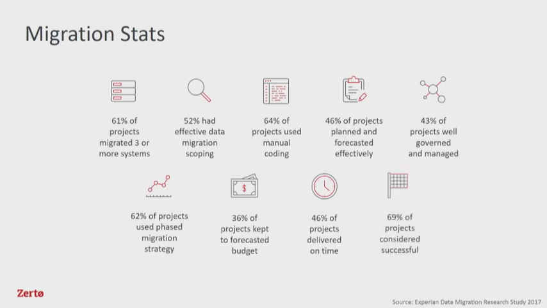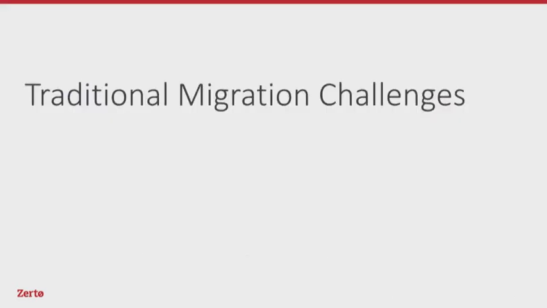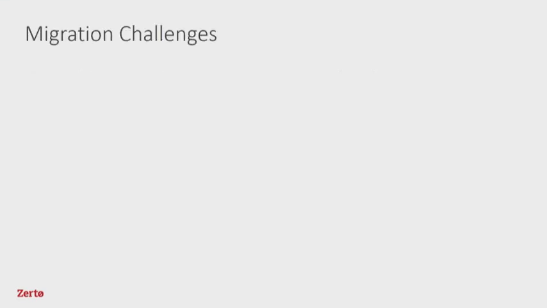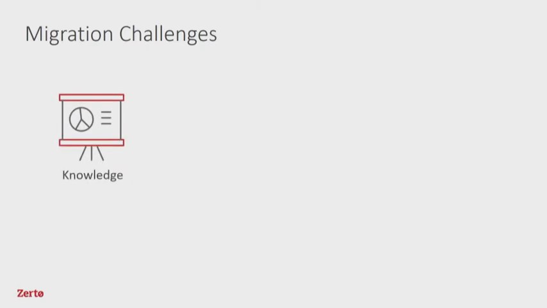And then 69% of projects actually considered successful, which I actually think is quite a low number. And that's because traditional methods and how people have done this traditionally can become quite complex. There's a fair amount of risk involved, and sometimes timelines can't be met, at which point they wouldn't be considered successful. So if we look at traditional migration challenges, one of the big ones is knowledge.